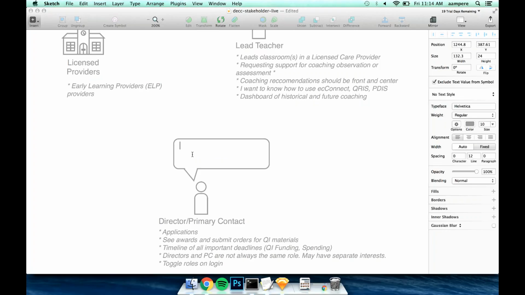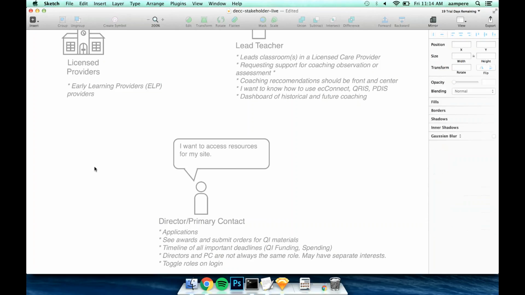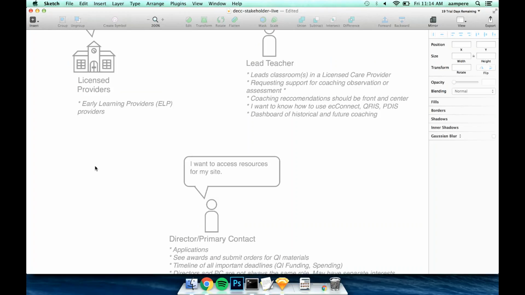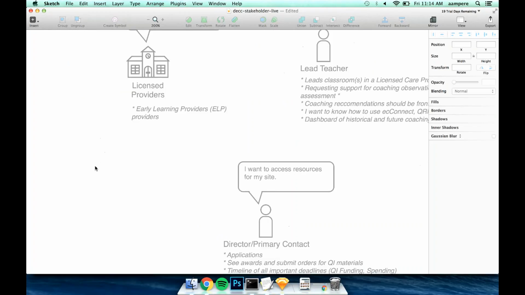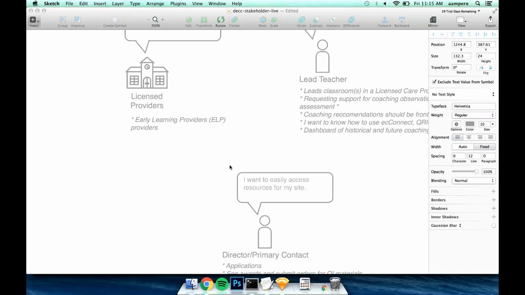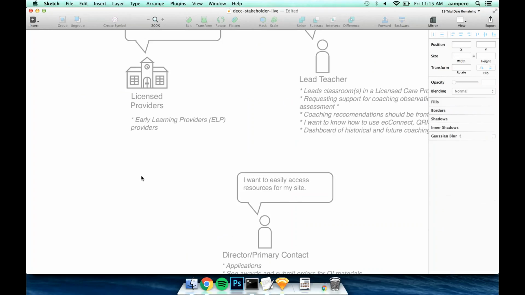I want to access resources for my child care center or providers for my entity. Because it could be your family home provider, your center. And they really only have one. So for my site is usually what we say. All right, for my site. And they want it to be easy. I want things to be easy, which is easily accessed. There's other stuff like I want to pay my staff more and all kinds of stuff, but we want more money.